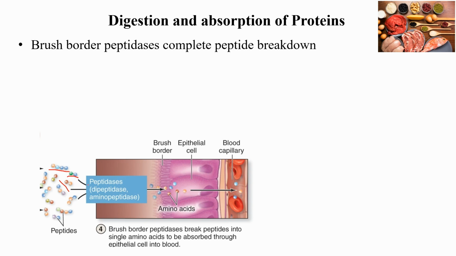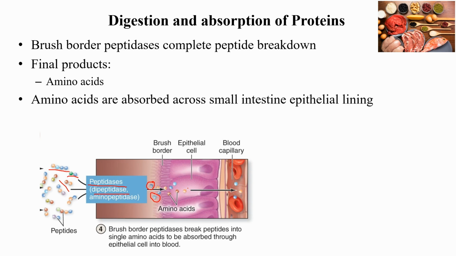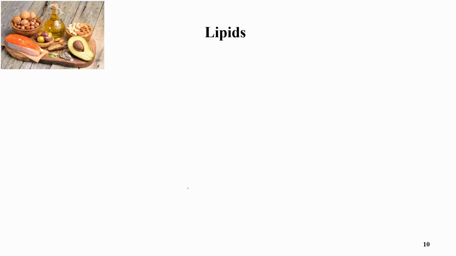So now you have dipeptidases that will break those down to give you individual amino acids. And again, these individual amino acids typically have a molecular weight of around 200, give or take. And that can be much more easily absorbed compared with dipeptides or tripeptides. Okay. Next is lipids.